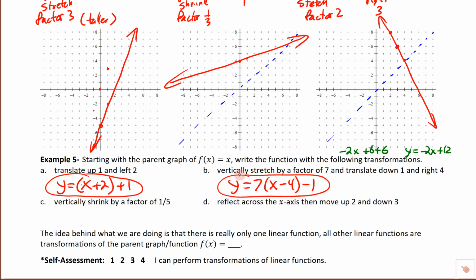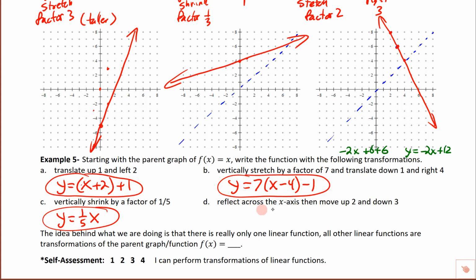And then vertically shrink by a factor of 1/5. Again, vertical shrink, we're going to take that original function x, and we only need to do one thing. We just need to vertically shrink it by a factor of 1/5. Well, we just multiply it by 1/5. Can't get any easier than that one.